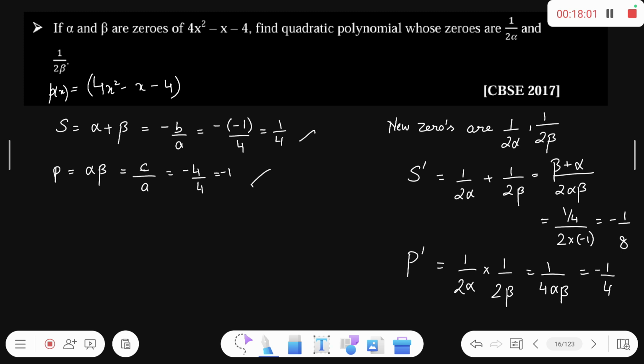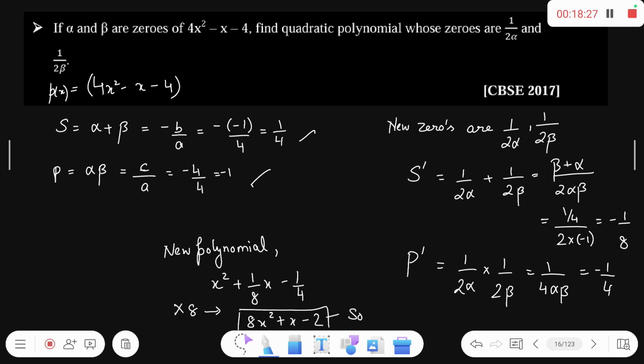Okay. Now the new polynomial is x square minus (minus 1 by 8) x plus (minus 1 by 4), that is x square plus 1 by 8 x minus 1 by 4. Multiply it with 8 and it becomes 8x square plus x minus 2. This is the solution. Also write here the formula x square minus sx plus p. Mention dash here because this is a new polynomial.